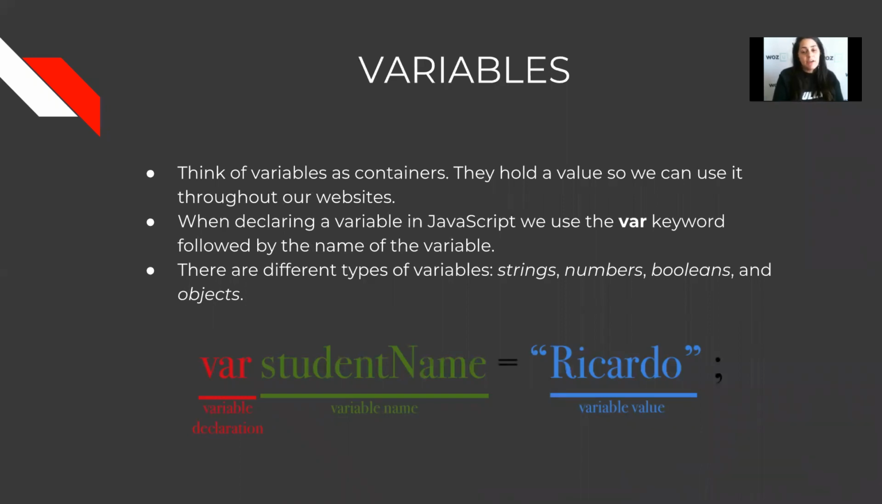When declaring a variable in JavaScript, we use the var keyword, followed by the name of the variable. You also use let and const, which you'll learn later on. But for the very basics of it all, we're going to put var for variable. There are different types of variables. So when you're declaring a new variable, it can have a different data type.